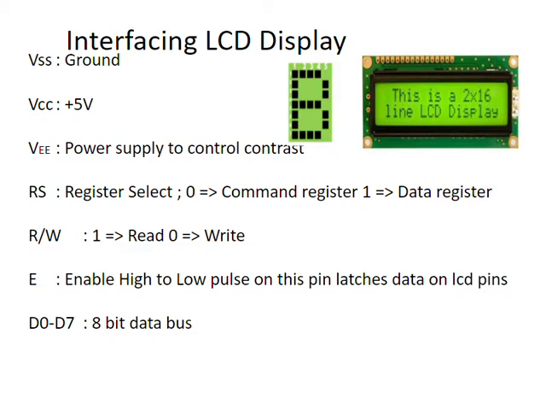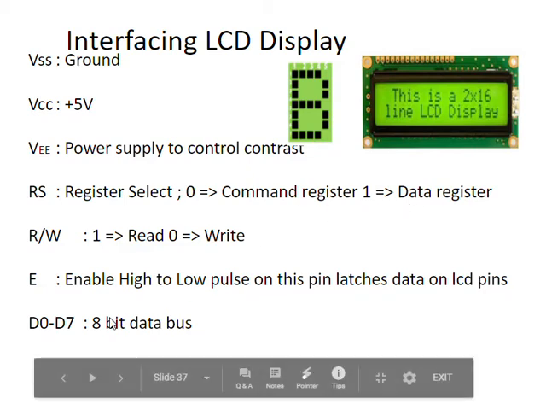Then there is a read write pin which should be kept at logic 1 for read operation and at logic 0 for write operation. Then let's look at the data bus. The data bus of the LCD is 8-bit wide, D7 to D0. The data and command are sent to the LCD using this data bus.